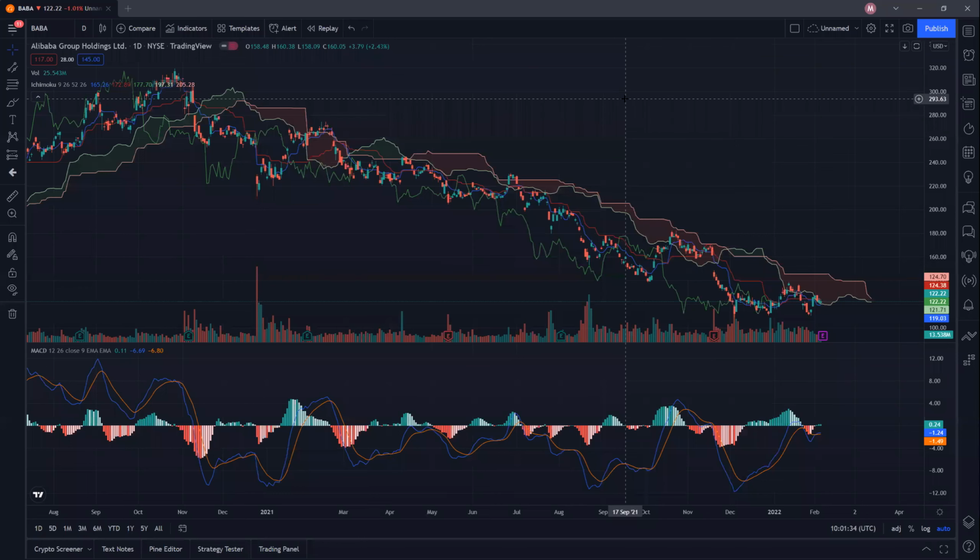Welcome back, technical traders. This is the Humble Chartist, and today I'll be doing a technical breakdown on Alibaba, ticker symbol BABA and 9988, the one listed in Hong Kong.